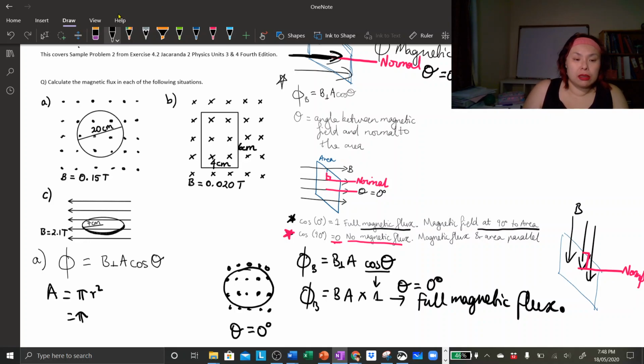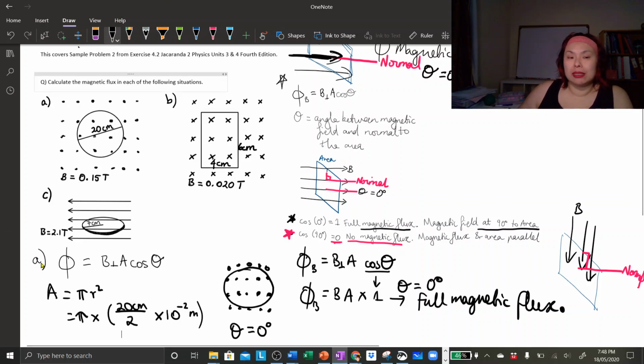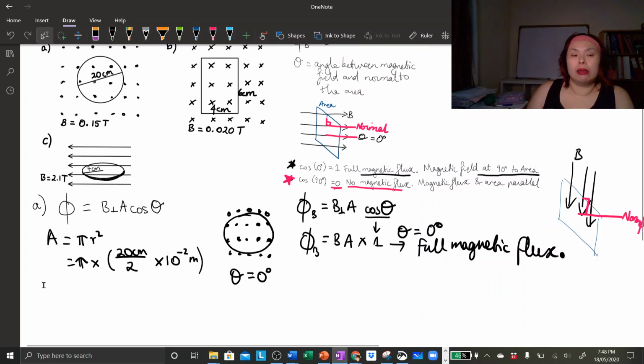So pi is multiplied by, now the radius is 20 centimeters, that's not SI units. So when we have 20 centimeters, we need to change it back to meters. So that'll be times 10 to the negative 2, and that'll get you back to meters. And we need to divide this by 2 because we need the radius. 20 centimeters is the diameter. So the answer to this is, and don't forget to square our radius.